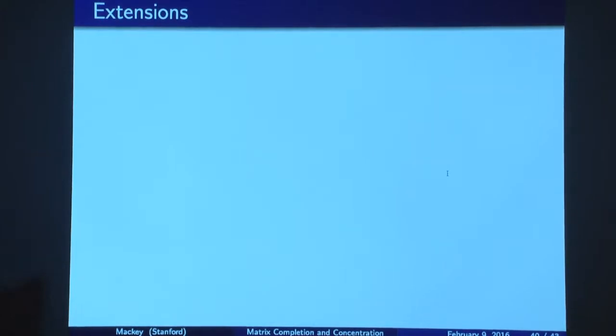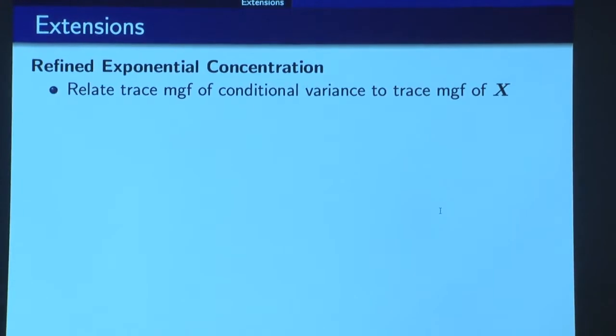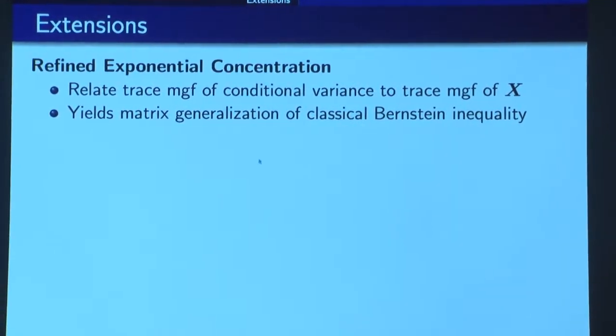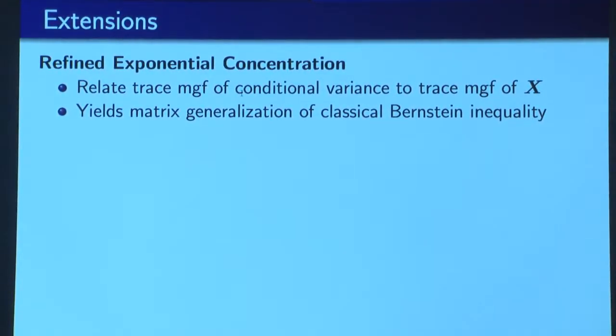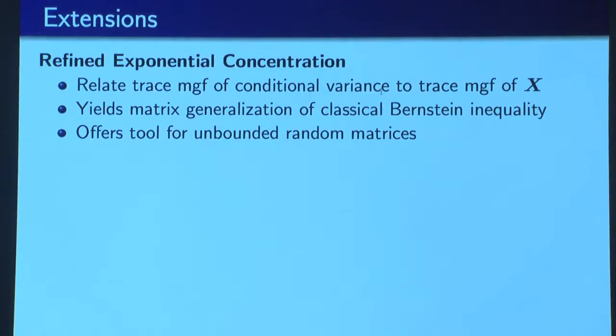OK, so I just want to highlight some other things you can do with this technology, other inequalities that you can establish. I told you about this one exponential concentration inequality. There's a refined version of that that gives rise to a matrix Bernstein inequality, and that relates the trace moment generating function of your conditional variance directly to the trace moment generating function of X. So again, that conditional variance is key. And this also offers a tool for unbounded random matrices.